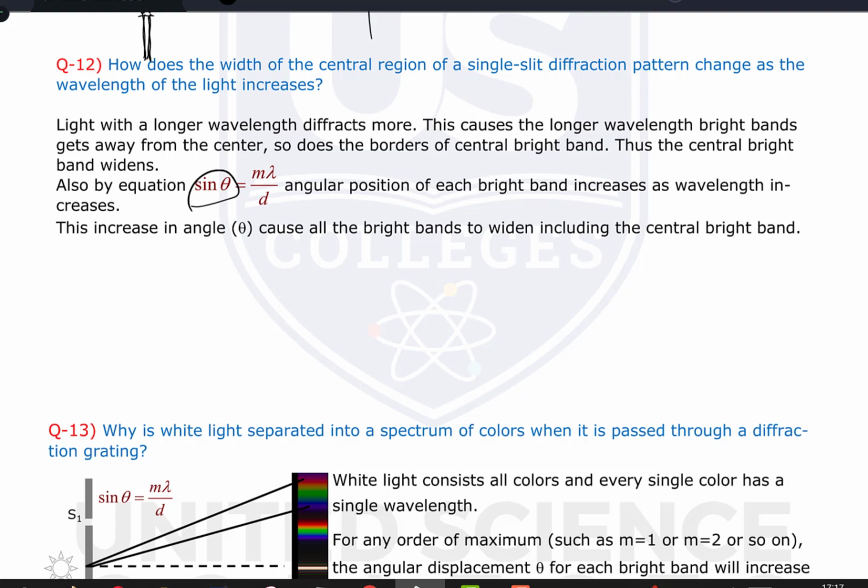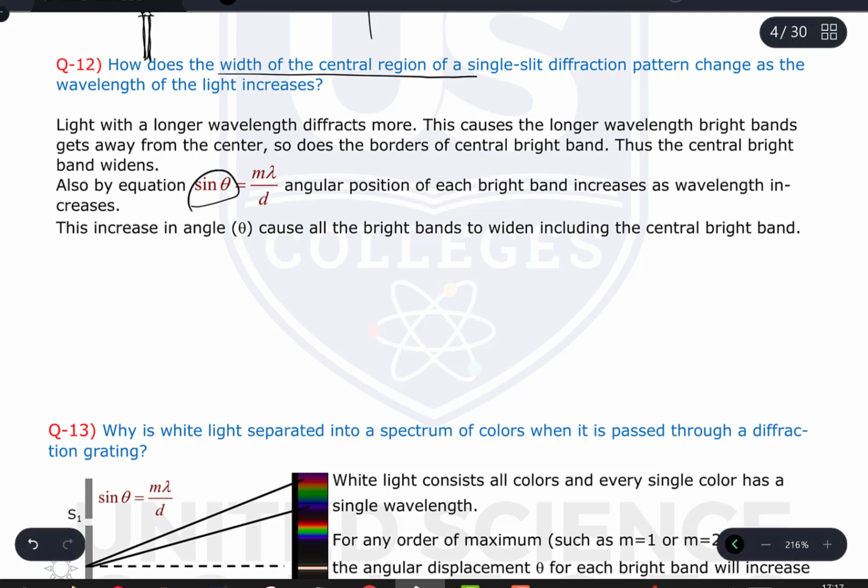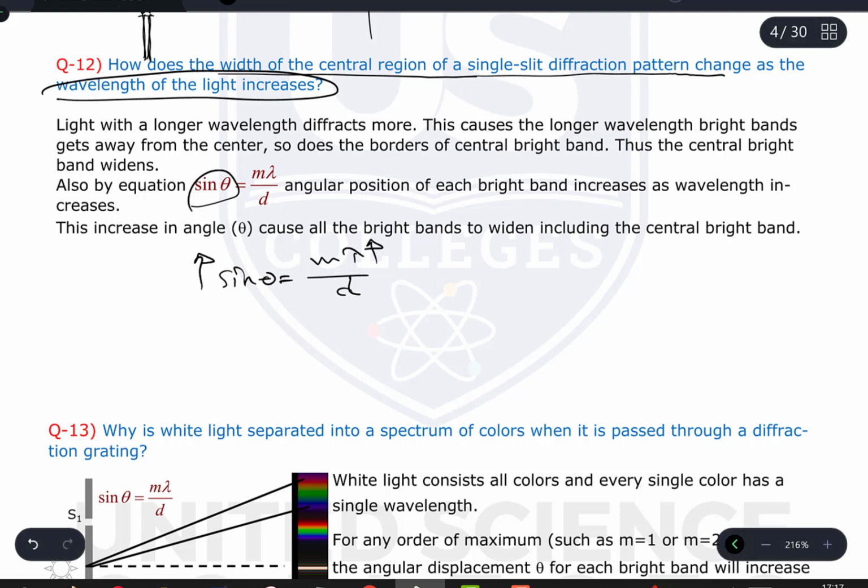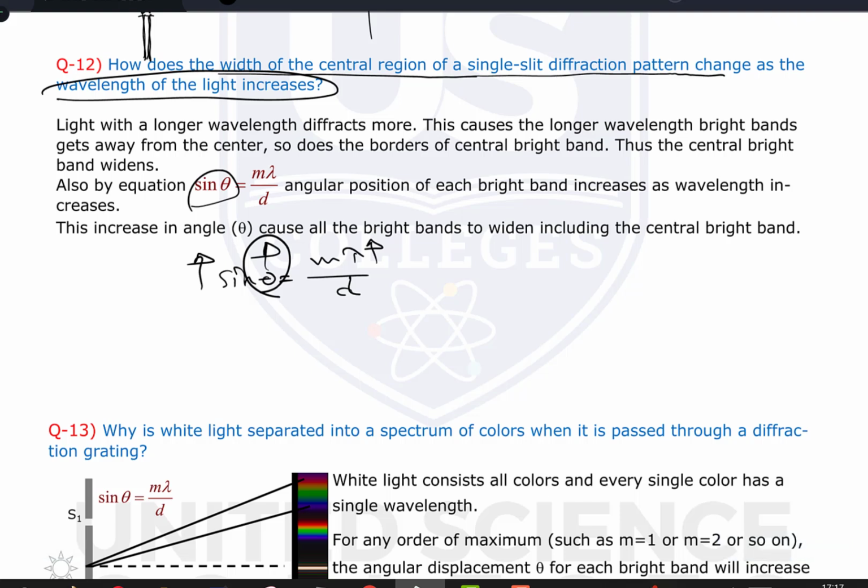So, how does the width of the central region of a single slit pattern change as the wavelength of the light increases? According to sine theta equals m lambda over d, if wavelength increases, sine theta proportionally increases. That's why theta increases. If theta increases, the pattern gets wider and wider. The separation between the fringes, of course, will increase, so they will get farther apart.